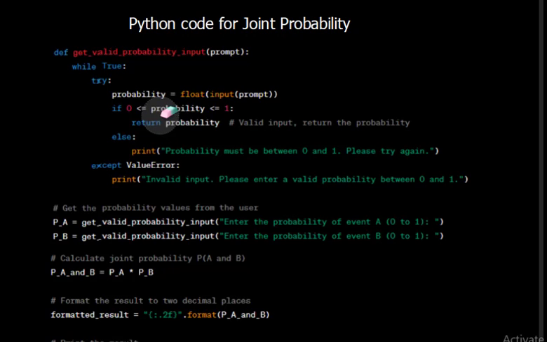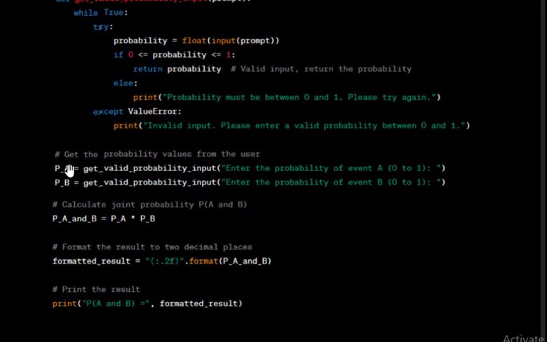It will check whether the value is between 0 and 1, because the value of a probability must be between 0 and 1. If it is more than 1 or less than 0, it will give us the message invalid input, please enter a valid input. So this part does that. Then whatever value we enter goes into PA and PB. It will take two values from us, probability of A and probability of B, and then it multiplies P(A) with P(B). Then we get the formatted result. We are interested in getting the result in two decimal places, so we have formatted this.